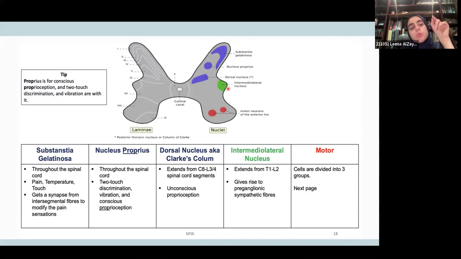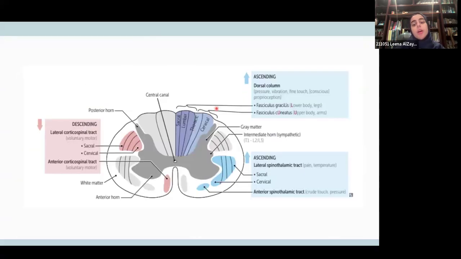And if you see this protrusion, you just have to know where you are in the spinal segment, because you have the intermediolateral nucleus, which is responsible for the preganglionic sympathetic fibers. And then we have motor, which we can divide into 3 groups, but we're not going to talk much about this because we already know it from the spinothalamic tract. Corticospinal tract.